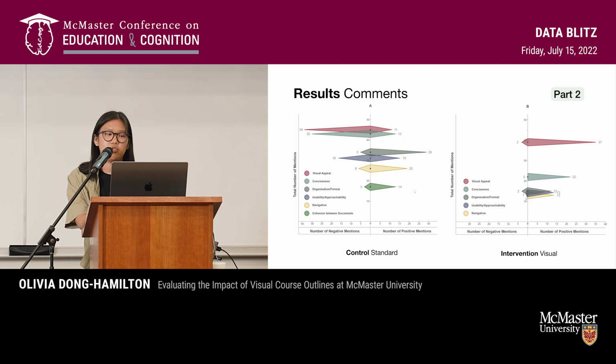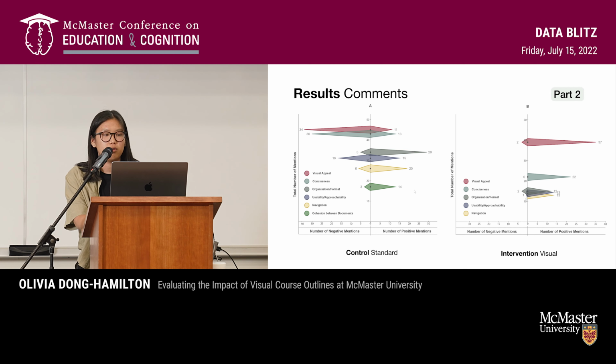Here we get into the textual thematic analysis informed by Braun and Clarke. I took all the textual data and created certain themes and codes: visual appeal, conciseness, organization format, usability, approachability, navigation, and the cohesion between documents.